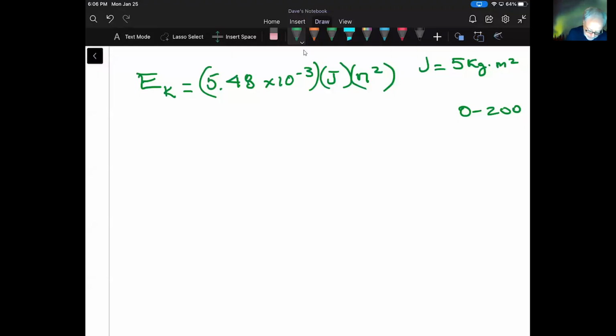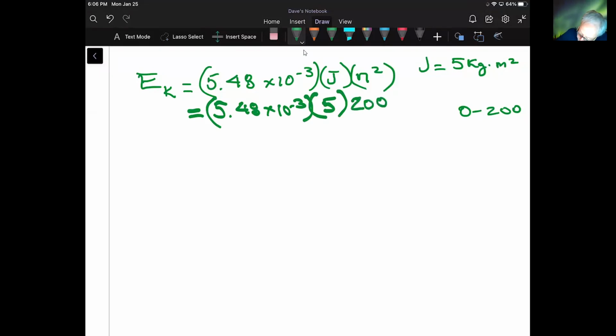Okay, so here's our first situation. What is the energy going from 0 to 200? I've already got these calculated out. The J number is 5. If we put the units in here, we would see that, of course, they all work out for us. It went from 0 to 200, so that squared. And if I multiply all that together, I should get 1,096 joules. Okay, and that is going from 0 to 200.